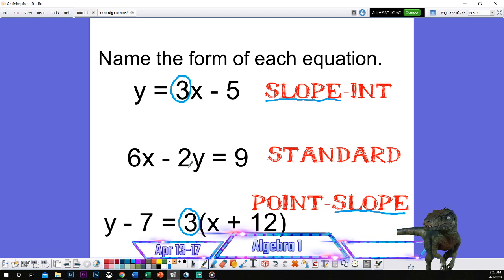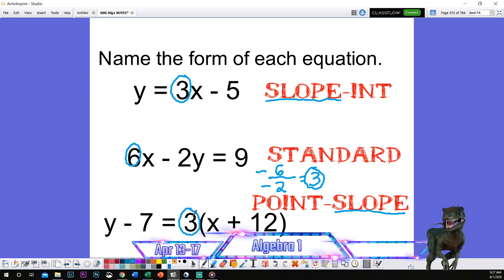Now for standard form, it's a little bit harder, but not too bad. All I do is I write down a negative sign and a fraction bar. Alright, easy so far. The first number, the a value, goes on top. The second number goes on bottom. Now I simplify. A negative divided by a negative is a positive, and 6 divided by 2 is 3. So this has a slope of 3, this has a slope of 3, and that has a slope of 3.